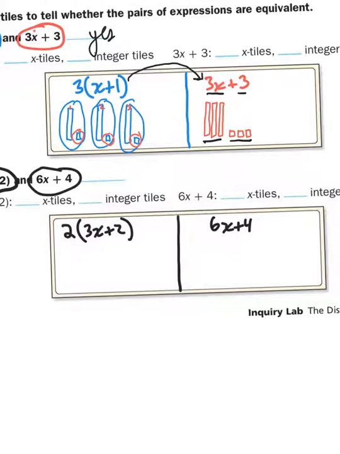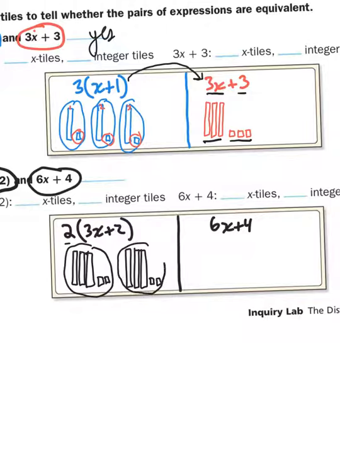So I'm just going to start you off. Remember, if you want to go ahead and do this, pause it and go ahead and do it and then check. I'm going to start us off, though, by drawing what this means. Remember, this means 2 groups of 3x plus 2. So I'm going to draw 3x plus 2. Remember, that's one group, but this says I have to have 2 groups. So I have another group of 3x plus 2. So here are my 2 groups of 3x plus 2.